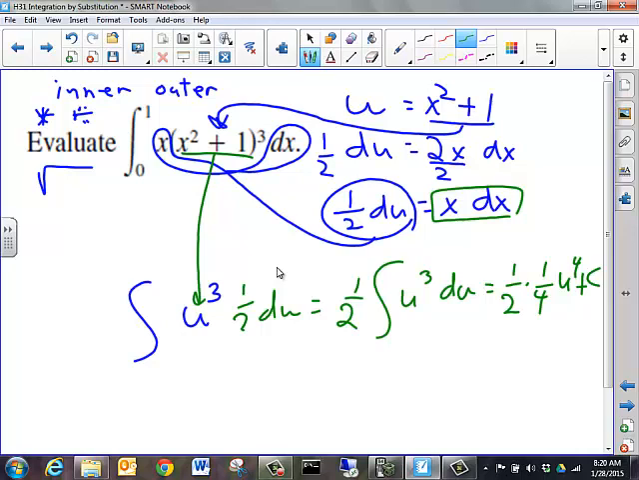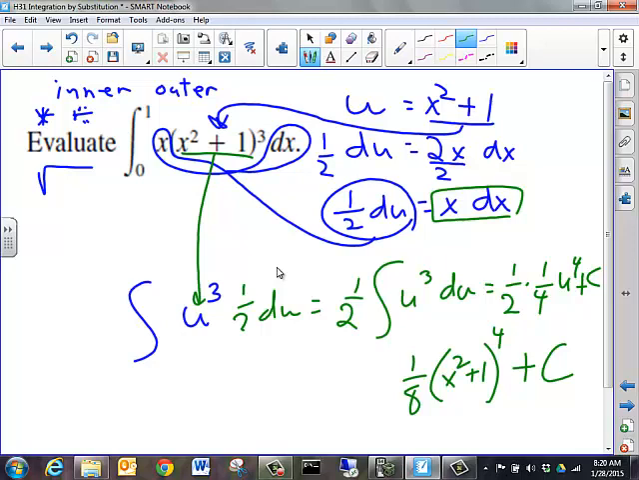No. Simplify. We go back to x's, since we had x's in it to begin with, so we make this 1/8 times x squared plus 1, to the 4th, plus c. And that's what we did the day before yesterday. We integrated everything that way, so now we've got an integration.